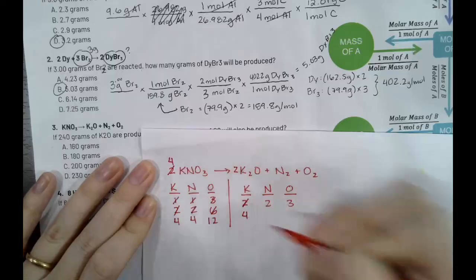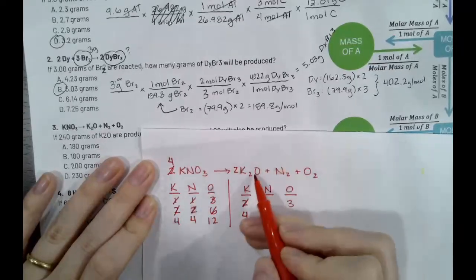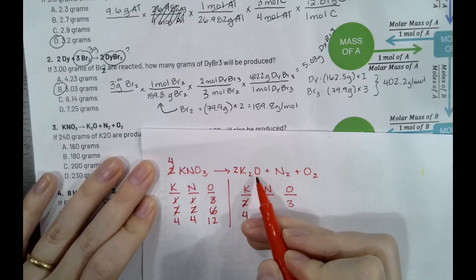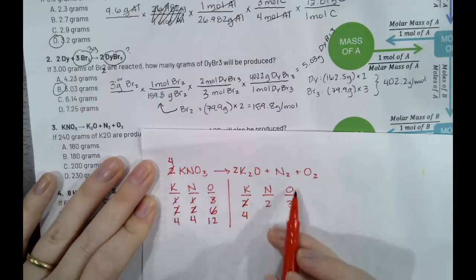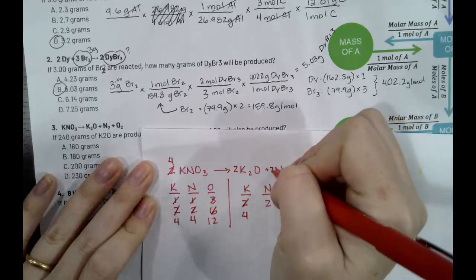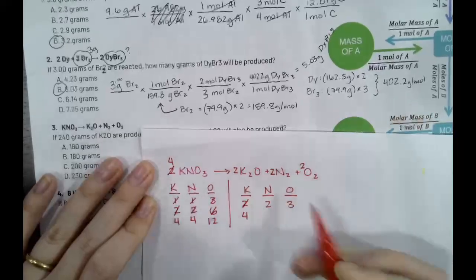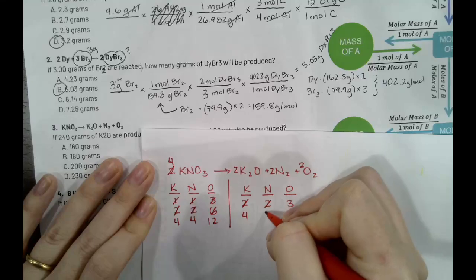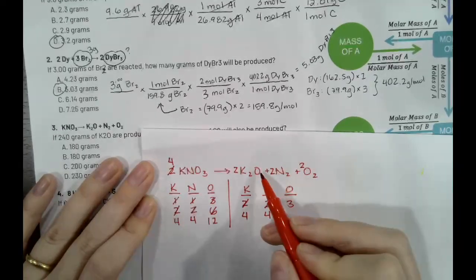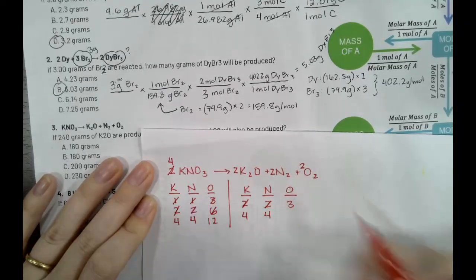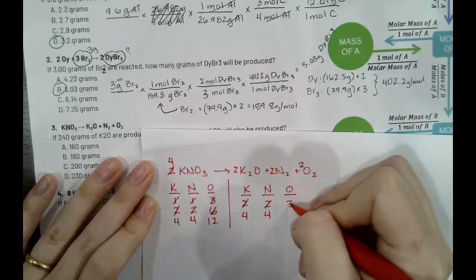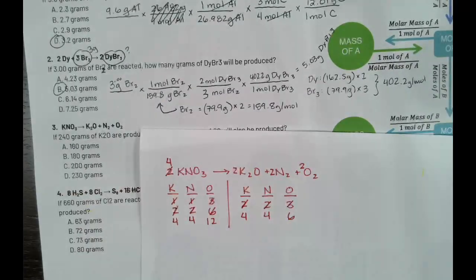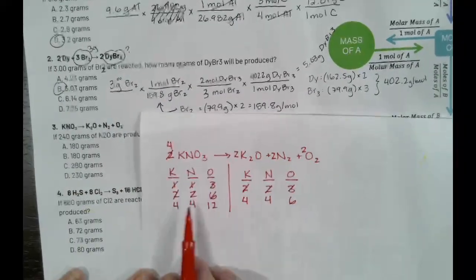So now we have 4 potassium and 1, 2 oxygen, but we're going to wait on that because we have to multiply everything else by 2 as well. So 2 nitrogen times N2 is 4 nitrogen total, and then 2 oxygen from here plus 2 times 2 is 4, so 2 plus 4 is 6 oxygen here. There we go. Now we've got numbers that make a little more sense.